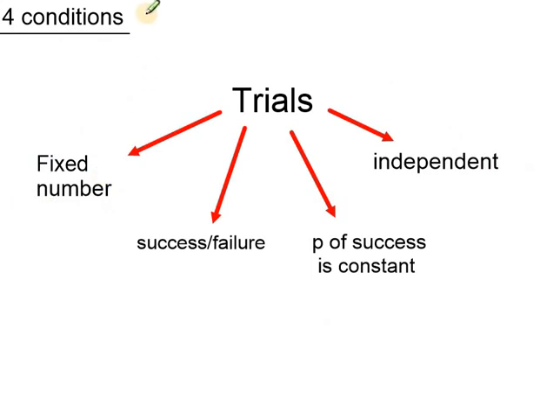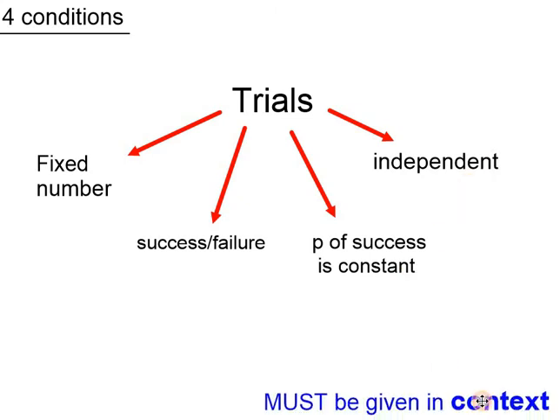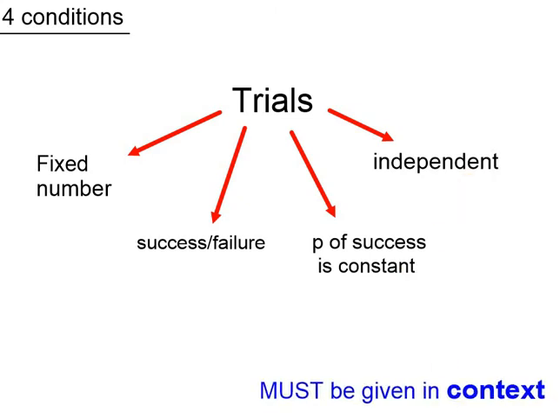So here are the 4 conditions that need to be memorized. So trials, well, a fixed number of trials. In each trial you have a success or a failure. In each trial, the probability of success is a constant, and trials are independent of each other. These 4 conditions are usually quoted within a given context.